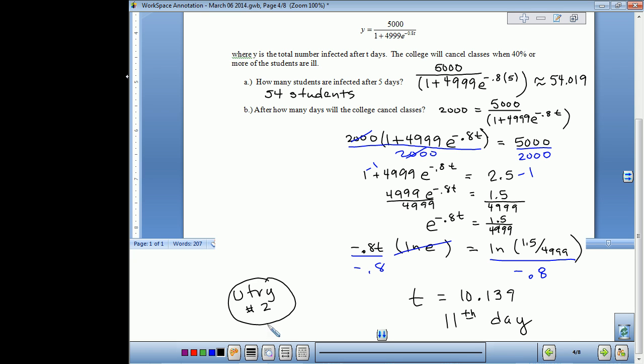Why would you go to the 11th day? Because at the beginning of the 10th day, we haven't hit that number yet. We hit the number during the 10th day, and they'll cancel classes for the 11th day.